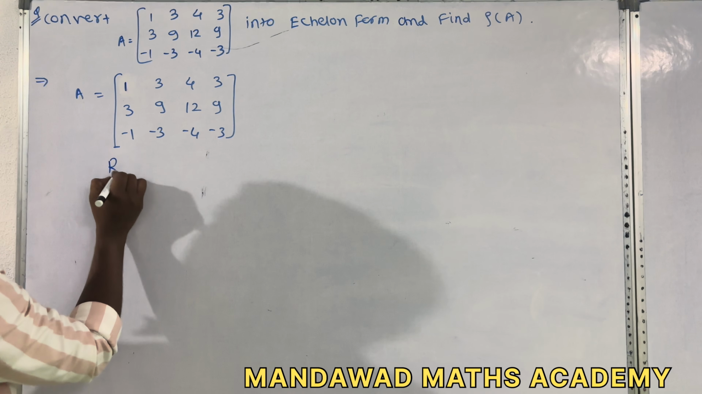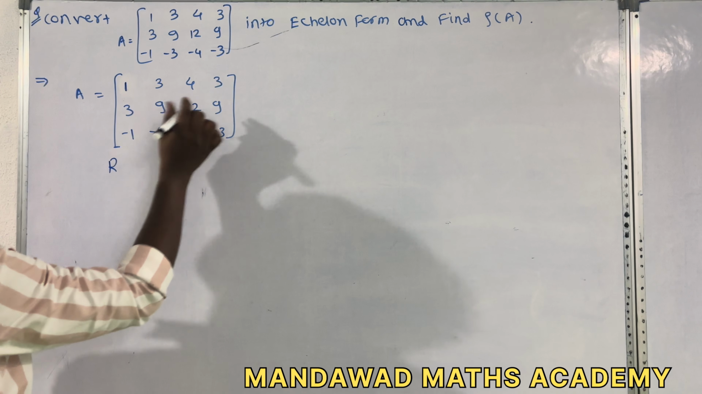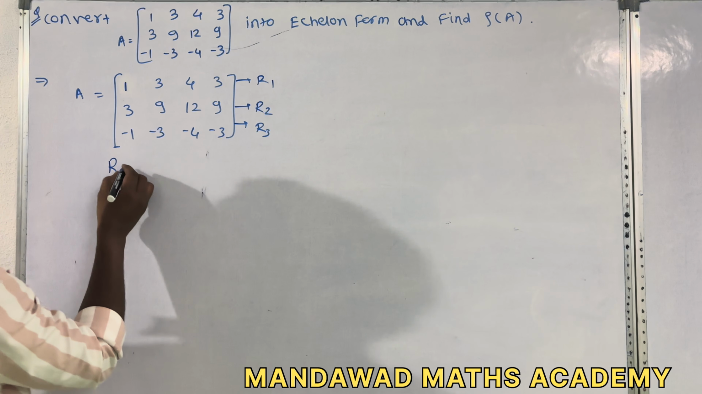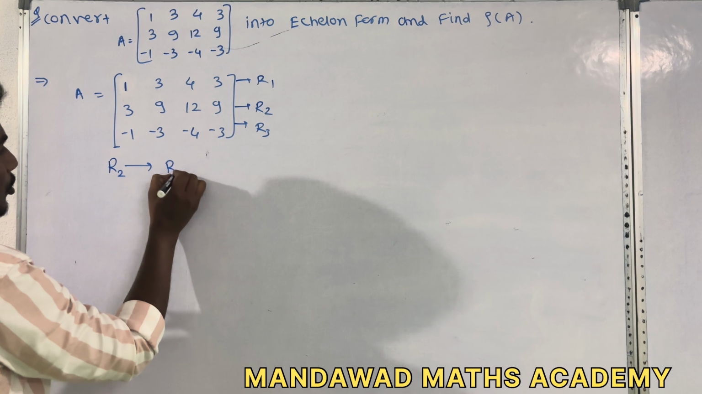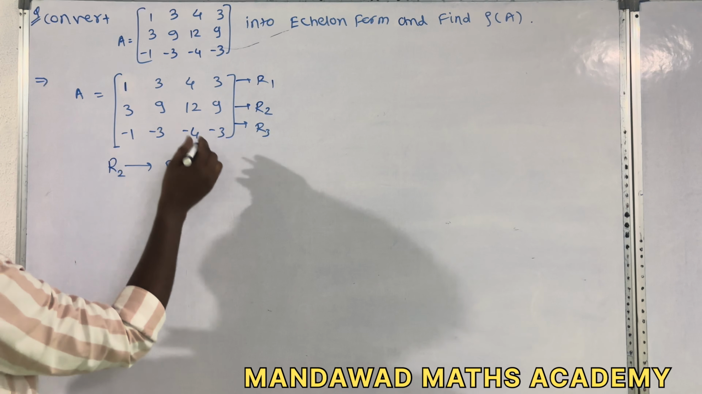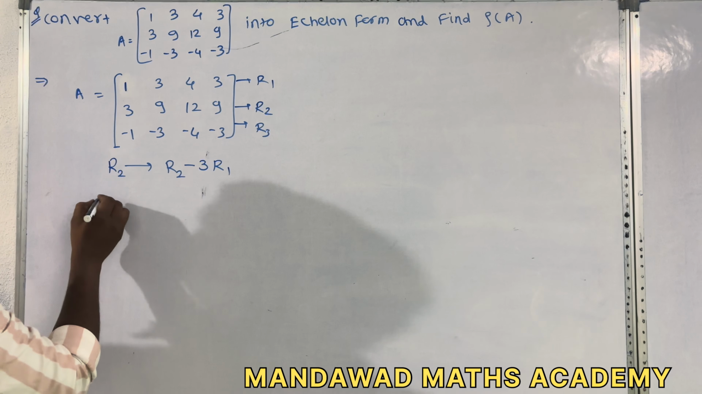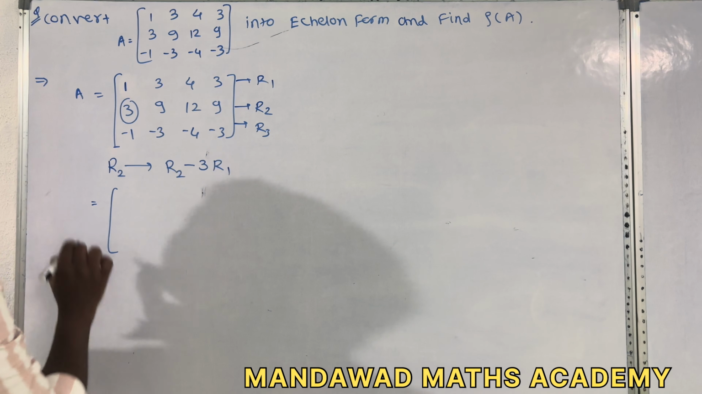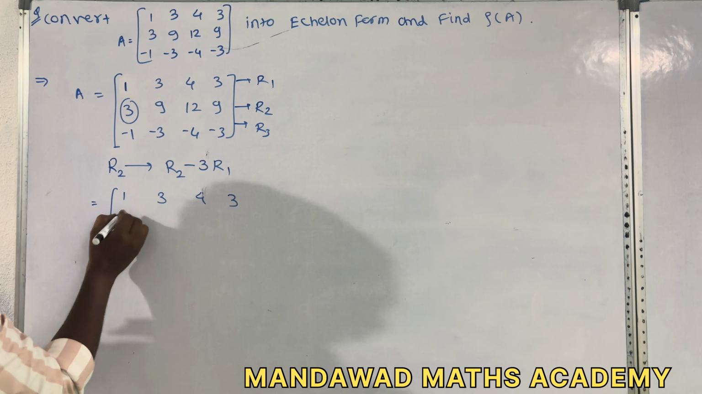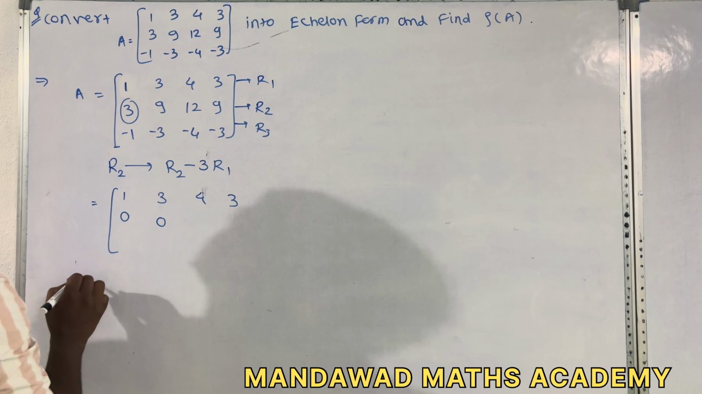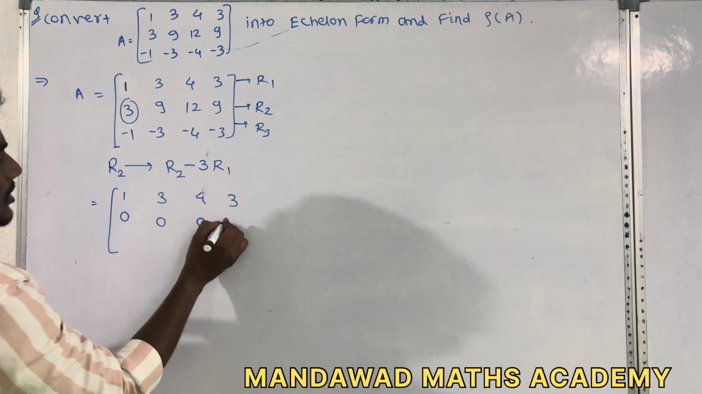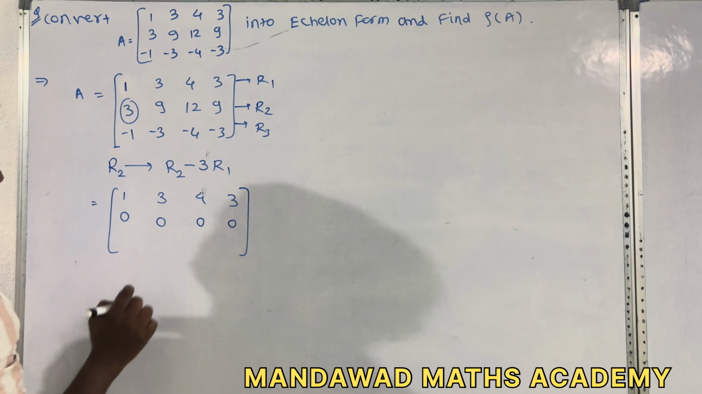So how to convert this 3 into 0? You can use a row transformation. This is R2, this is R1, and this is R3. Let us consider R2 changes into R2 minus 3 R1. What do we get? We can make this 3 into 0. 3 ones are 3, 3 minus 3 is 0. 3 threes are 9, 9 minus 9 is 0. 3 fours are 12, 12 minus 12 is 0. 3 threes are 9, 9 minus 9 is 0. So all these elements are 0.